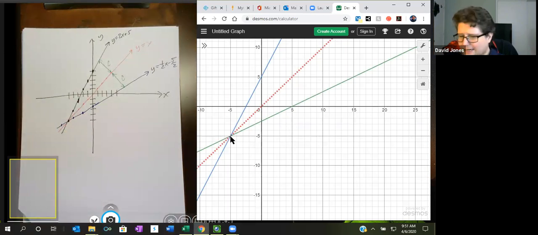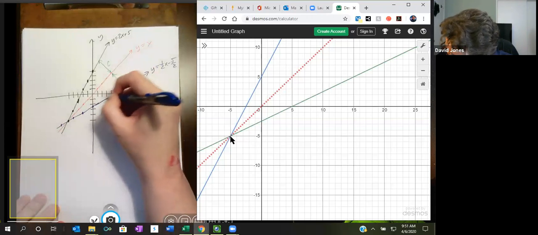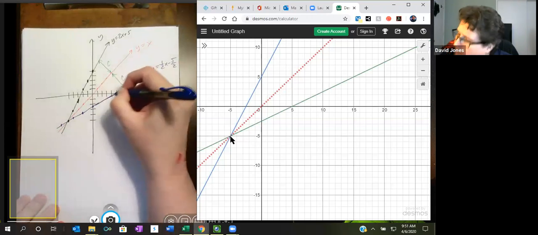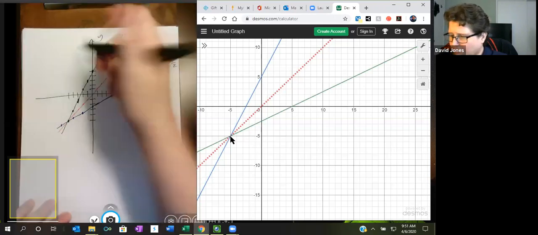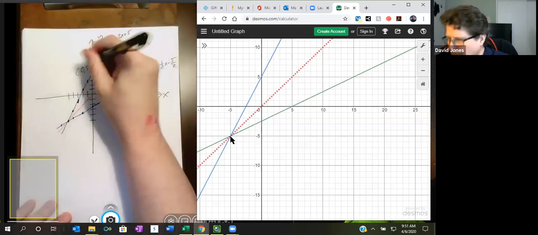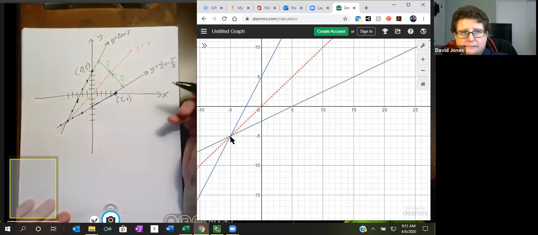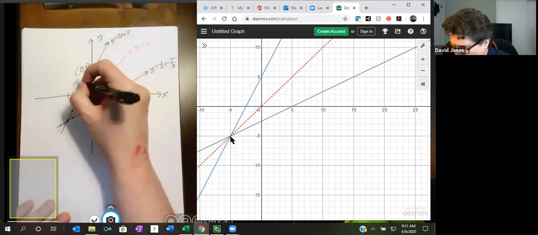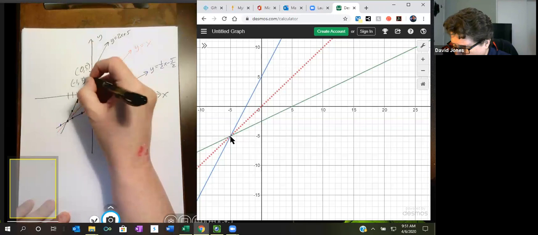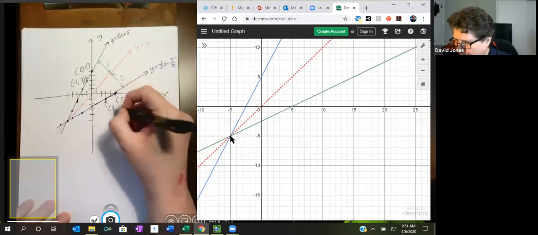Now, we can see it on Desmos. Looks like I did it a little bit bad. This should have crossed right there. This point is 0, 5. This point is 5, 0. This point is -1, 3 right here. And this point right there is 3, -1.